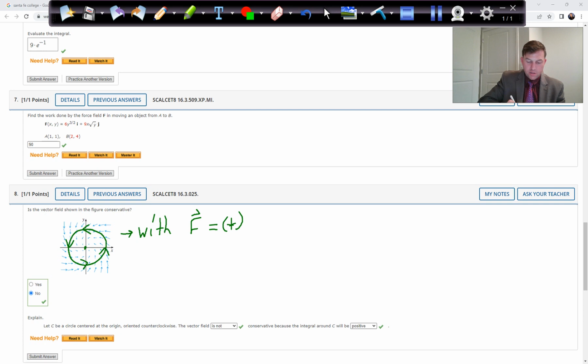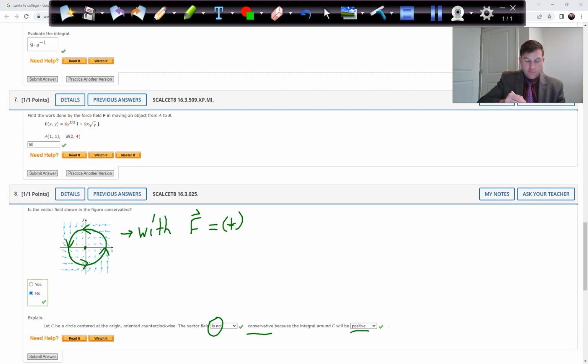Now for it to be conservative, we need this to equal 0. Because this is positive, going with the vector field, we're going to get a positive result. Because we're going counterclockwise, this is not conservative. So this is going to give us a positive result.